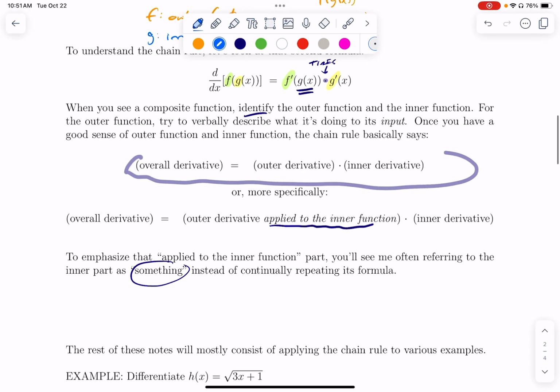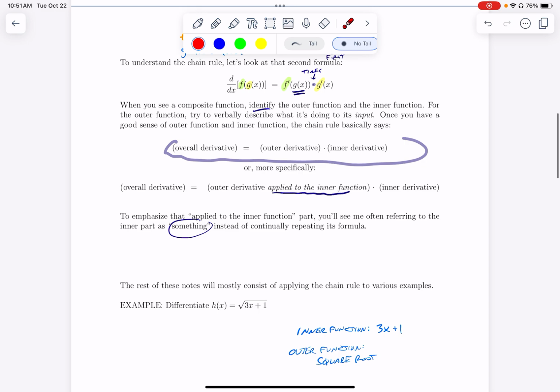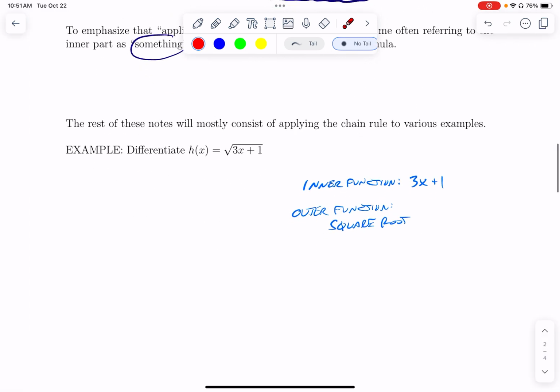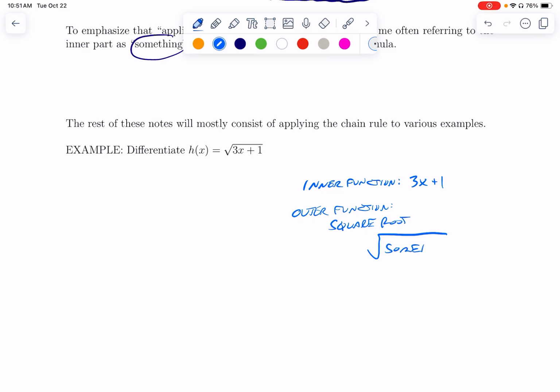For the outer function, I'm going to verbally describe it, and I'm just going to talk about what it does to its input. On the outside, I am taking the square root of something. Not literally the square root of x, just the square root of something. And I'm going to totally cheat and actually write it like that. I really just want to emphasize what that outer step is. The outer step is taking the square root of something that I already have.